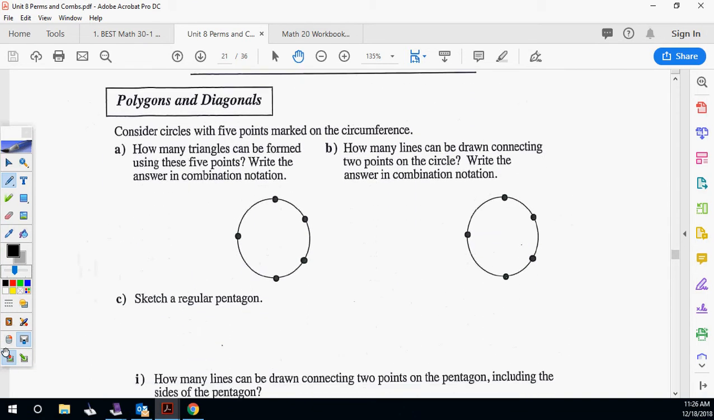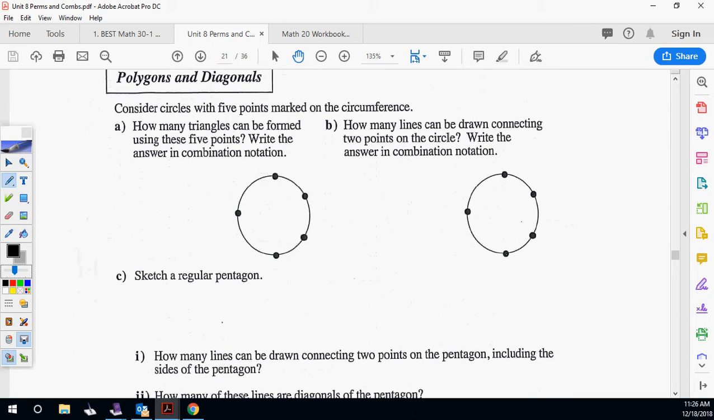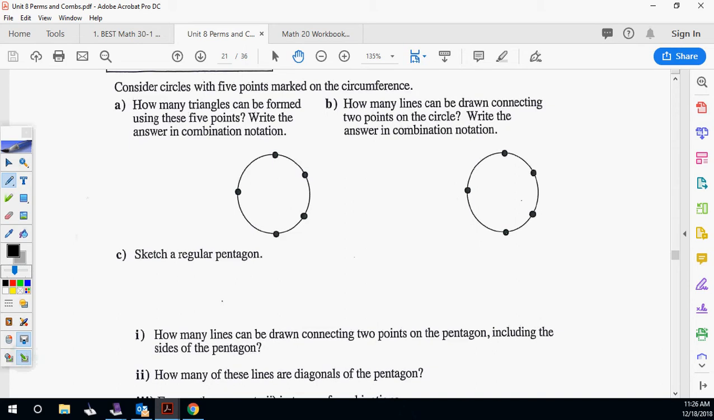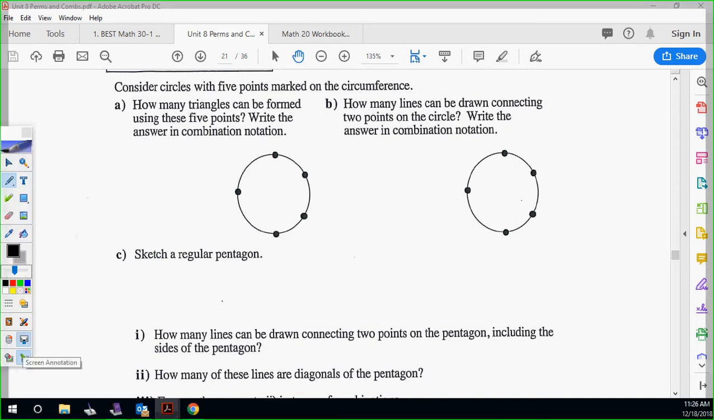Okay. Polygons and diagonals. Consider circles with 5 points marked on the circumference. How many triangles can be formed using these 5 points? Write the answer in combination notation. So why is this a combination first? Right, it doesn't matter which one's a diagonal. Okay, good? So how would you write A in combination form?